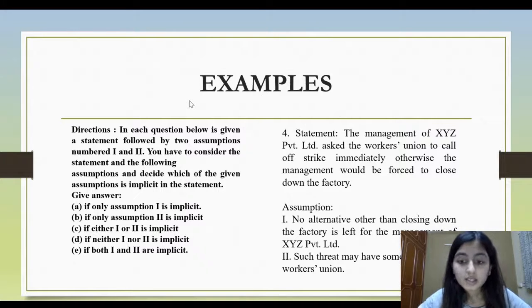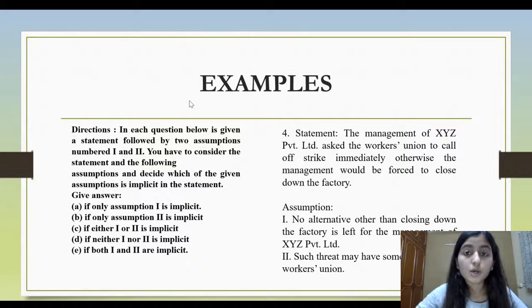Next statement: such threat may have some effect on the workers' union. So firstly, guys, think about the second assumption. If I am imposing any action on the workers, if I am asking the workers to do anything, what is the most basic assumption that is there in my mind?